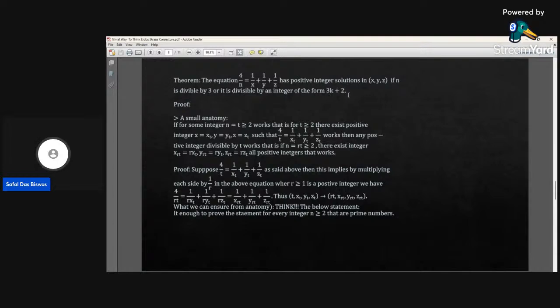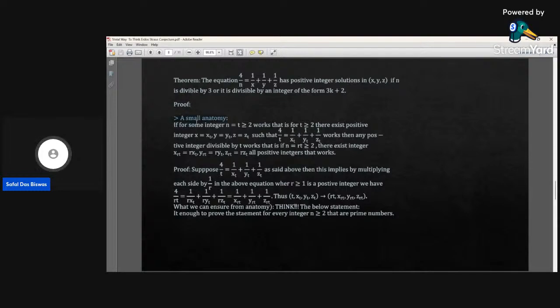Now you might be worried, why divisible by an integer of the form 3k plus 2? You will see soon. Okay, now why not integers of the form 3k plus 2 only? Actually, if it is divisible by 3k plus 2, then we can write it as 3k plus 2 times 1. So it's true also for integers of the form 3k plus 2. So before the proof, I will go to a small anatomy.